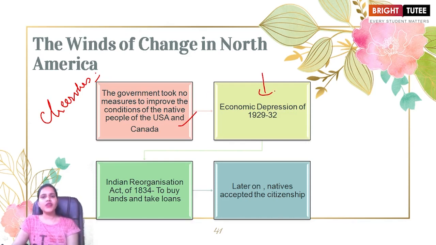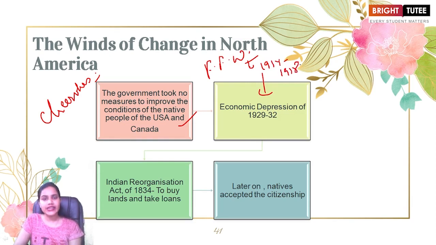The second point we need to understand is that the major hit for North America was the economic depression of 1929 to 32. Before this, you might have learned about the First World War. The timing for the First World War was 1914 to 1918. The US had also participated in the First World War, from the Allied side, and they were the victorious ones.